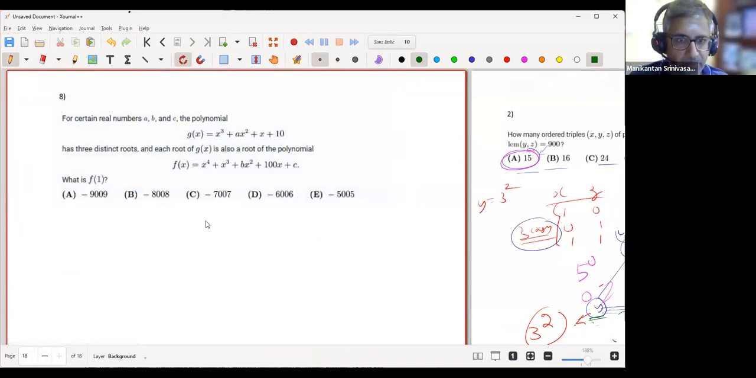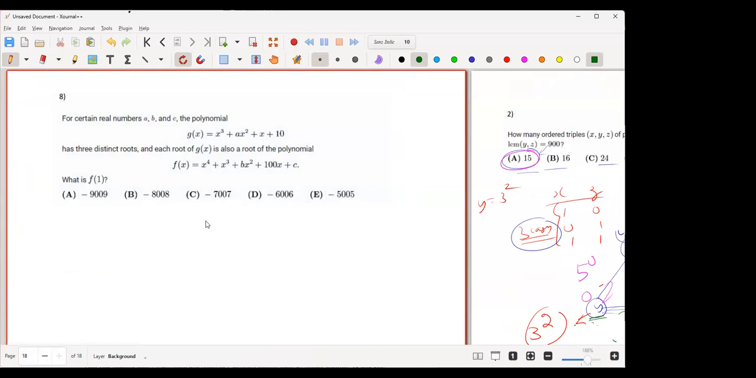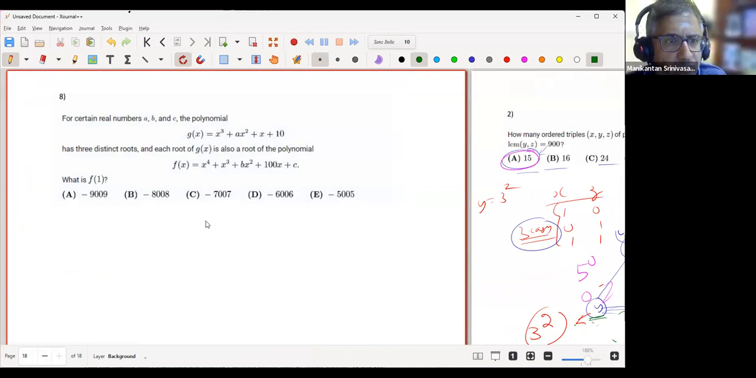Certain real numbers. Whenever this polynomial is like this, it's all going to be Vieta's formula for sure, right? Sum of roots, product of roots, all of this put together. So it actually isn't in this case. Okay. For certain real numbers A, B, C, have three distinct real roots. G of x is also a root of the polynomial. Okay. What is f of 1?